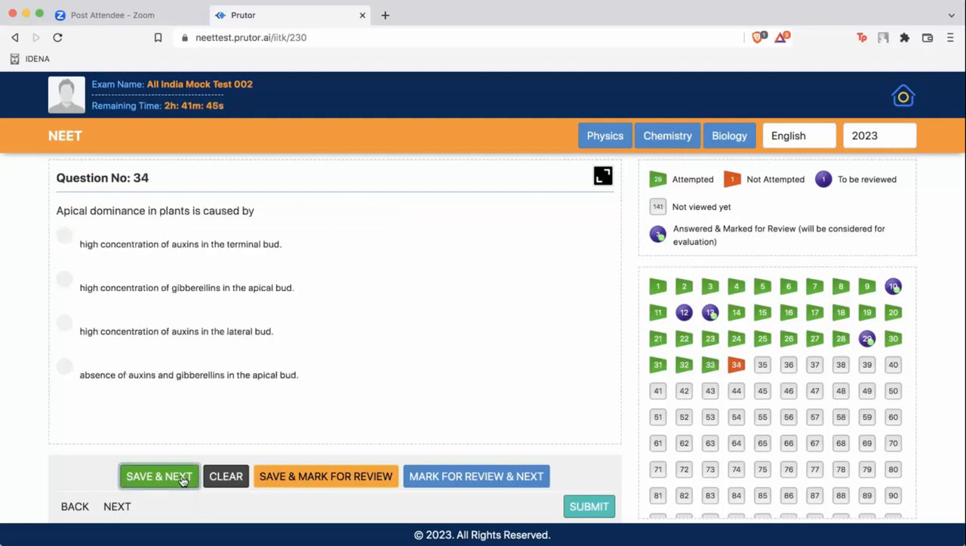Apical dominance in plants is caused by... Okay, so apical dominance means that whatever goes towards the apex, like the bud, is favored to grow. So it's due to the concentration of the auxins in the terminal bud, like continued vertical growth.